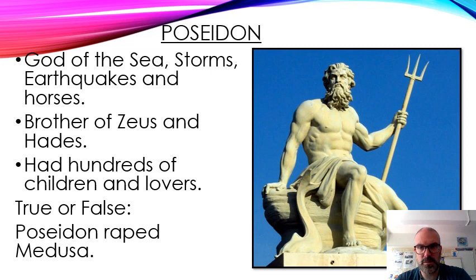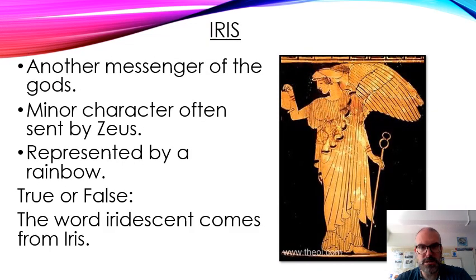So, who's next? Iris. So she's another messenger god. She's a minor character, often sent by Zeus, and she's represented by a rainbow. And true or false, the word iridescent comes from Iris.